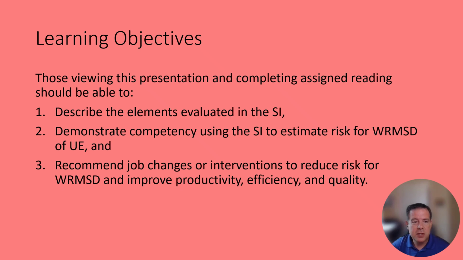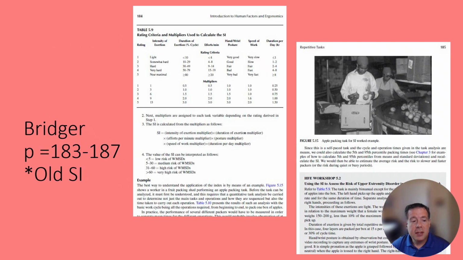So our objectives: you should be able to describe when you're using the strain index, what kind of risks it approximates, and what recommendations come from it. The strain index is one that's actually in your book. If you go to Bridger, it's actually the old one, so we'll go through both of them. On page 183, it gives the examples so you can follow along in the book as well.